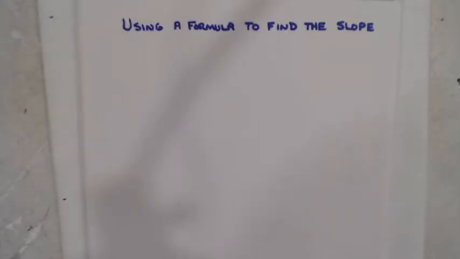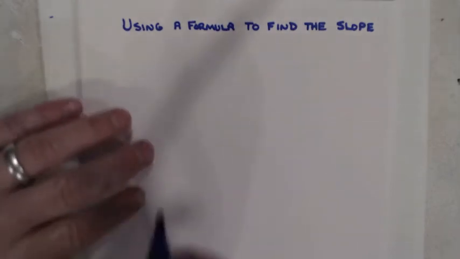In this video, we're going to go over how to use a formula to find the slope. Instead of them giving you a graph of a line and you figuring out by counting blocks what the slope is, they're going to give you the coordinates of 2 points. You're going to use those coordinates and figure out what the slope is. This formula is really easy.